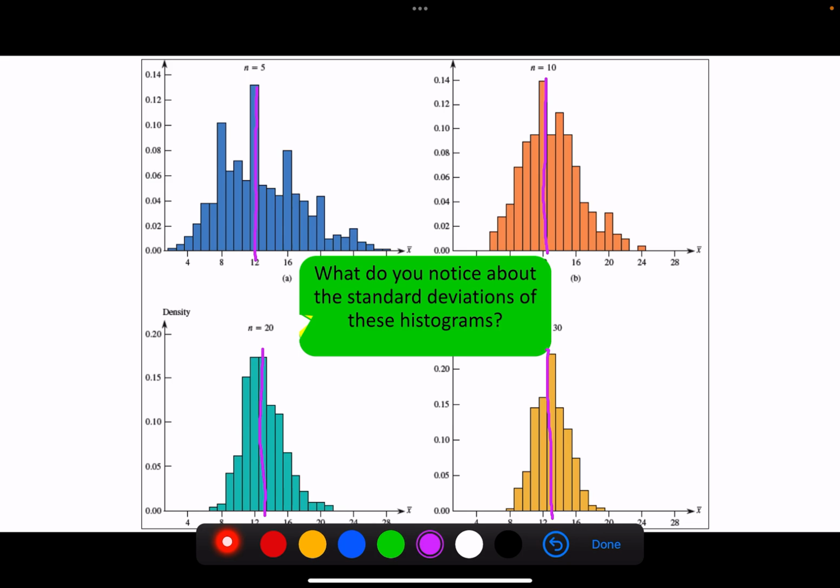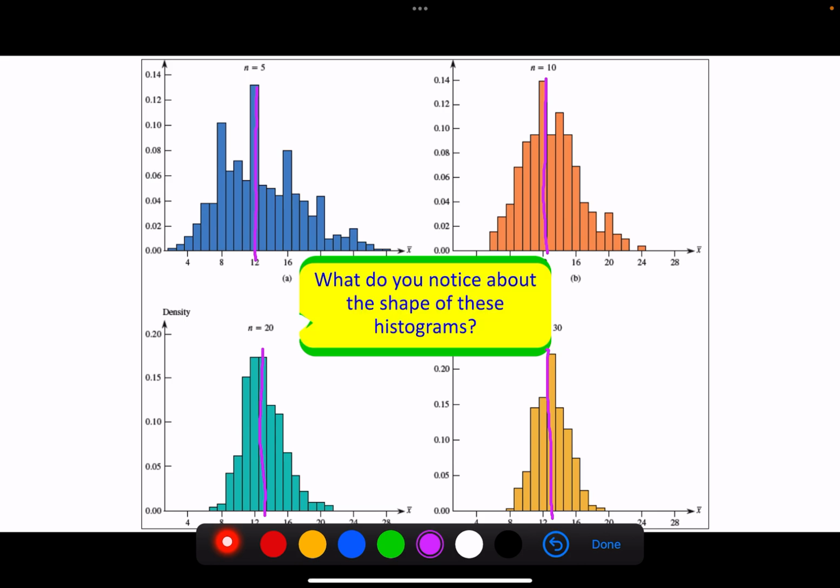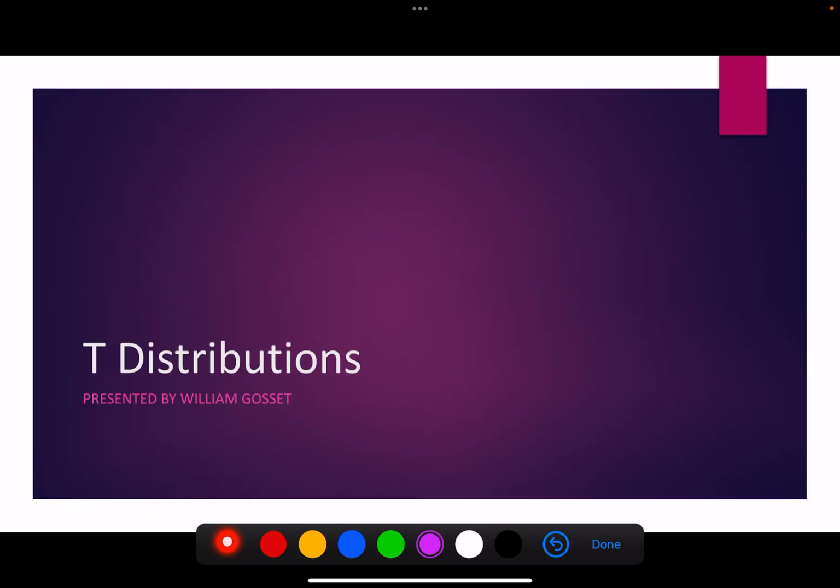What do you notice about the standard deviations? They decrease as our n increases. The shape becomes more normal. And that is it for today.